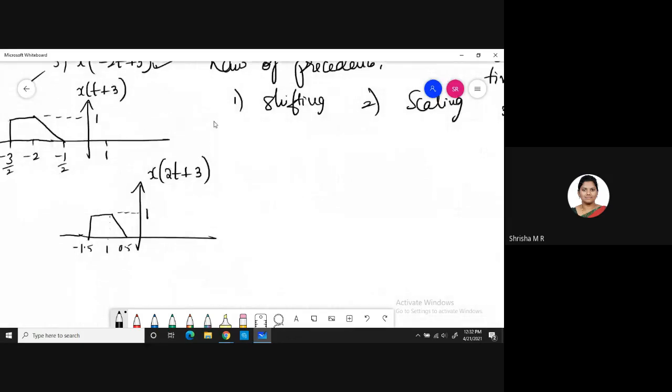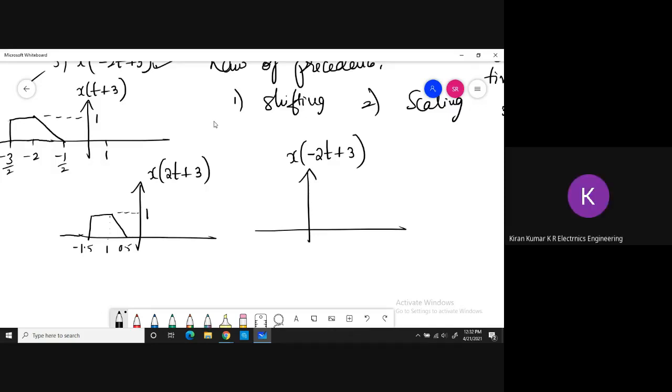So from where to where will the signal exist if you time reverse this, so it is x of minus 2t plus 3. The signal will be present from 0.5 to 1.5. We are just folding the signal about the y-axis, reflection at the last. Clear, everyone?